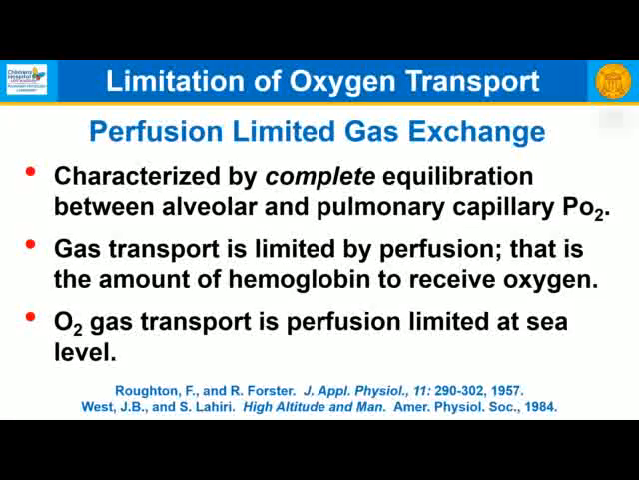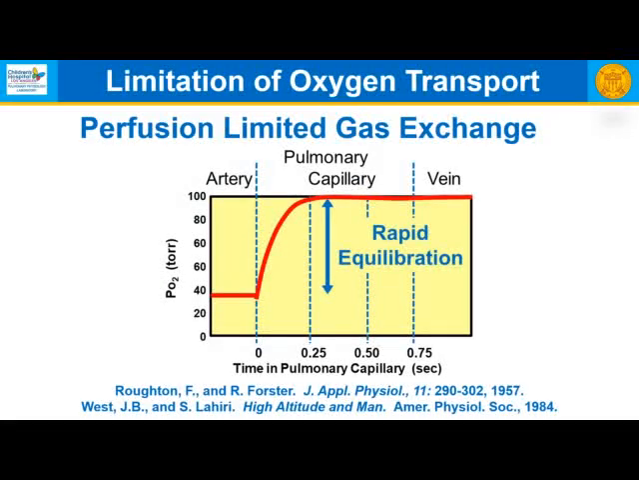Gas transport is limited by perfusion, that is, the amount of hemoglobin to receive oxygen. Oxygen transport is perfusion limited at sea level. So let's look at this. In this case, blood enters with a mixed venous PO2 of 40. You can see that diffusion occurs rapidly and is complete. That is, the PO2 in the pulmonary capillary blood is equal to the PO2 in the alveolar blood before the blood gets about a third of the way through the pulmonary capillary. Then no further diffusion occurs at this point in time.